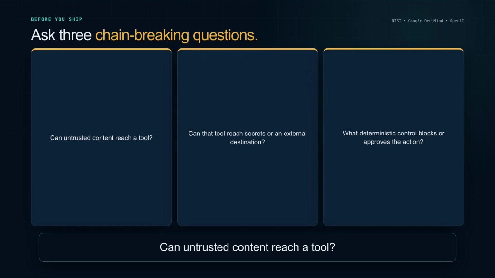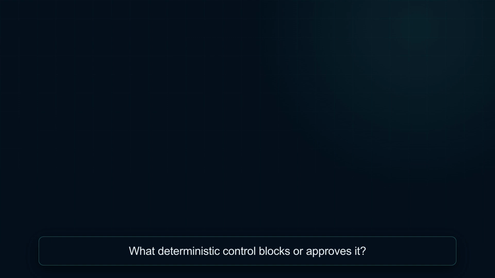Before shipping an agent, ask 3 questions. Can untrusted content reach a tool? Can that tool reach secrets or an external destination? What deterministic control blocks or approves the action? Break that chain, then test it with adaptive attacks.